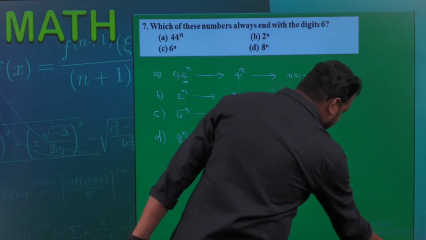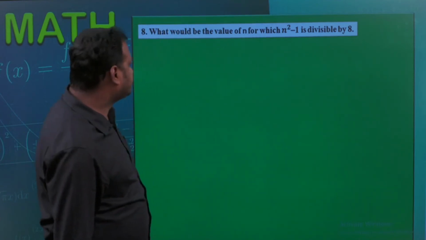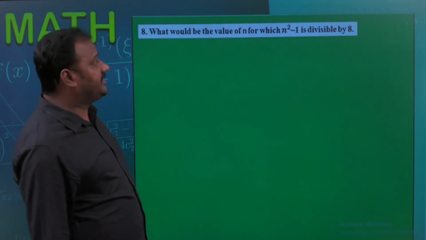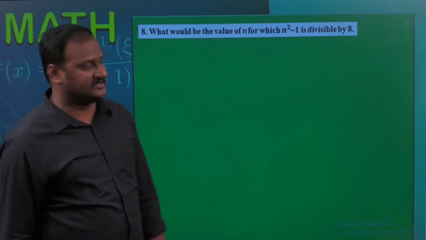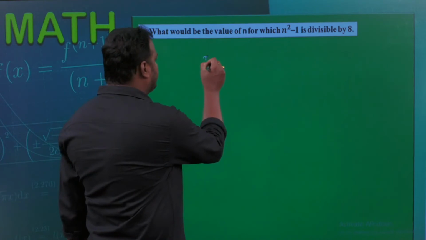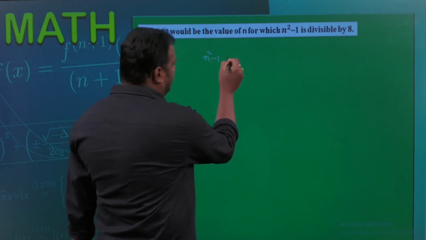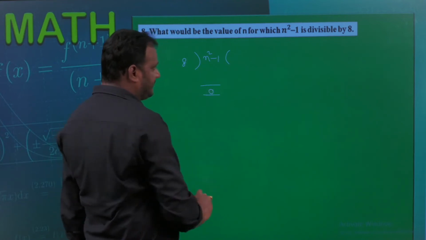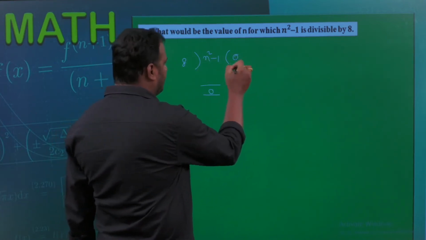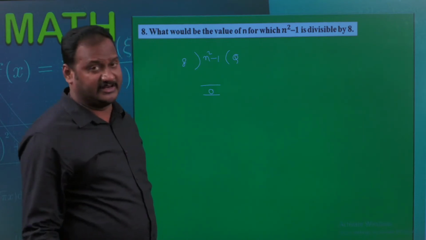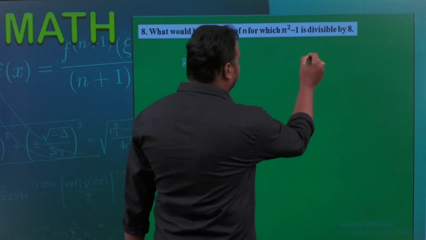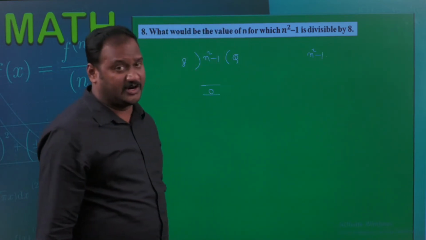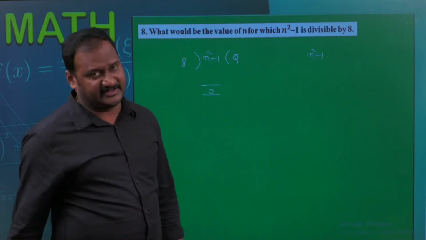Right? Next, coming to the next problem. What would be the value of n for which n square minus 1 is divisible by 8? See here, n square minus 1 is exactly divisible by 8. It means the remainder should be 0. So, for what value of n? Here n should be a natural number.